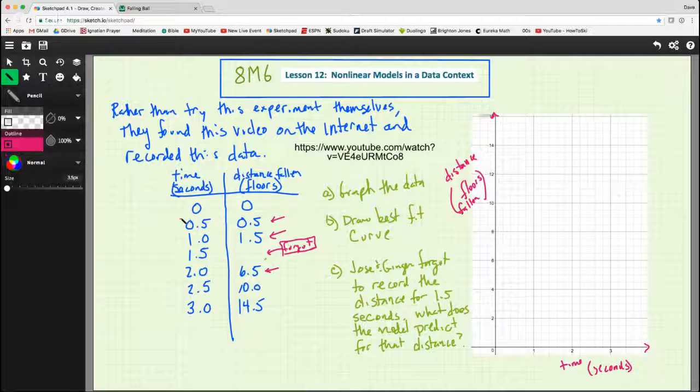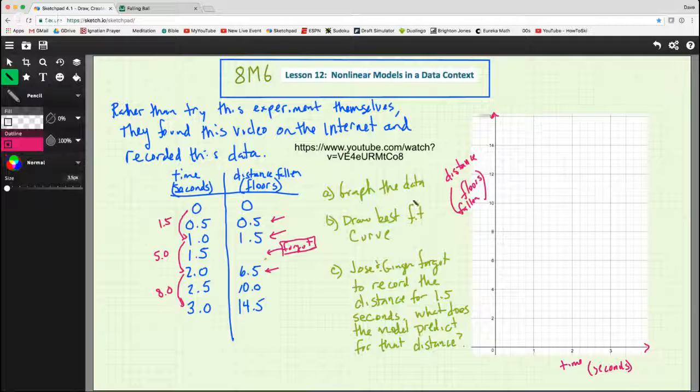So they were kind of right. Notice in the first second, it fell 1.5 floors. And in the second second, it fell 5 floors. And how far did it fall from the second to the third second? It fell even further. It fell 8. So it's falling further and further every second as it goes down.